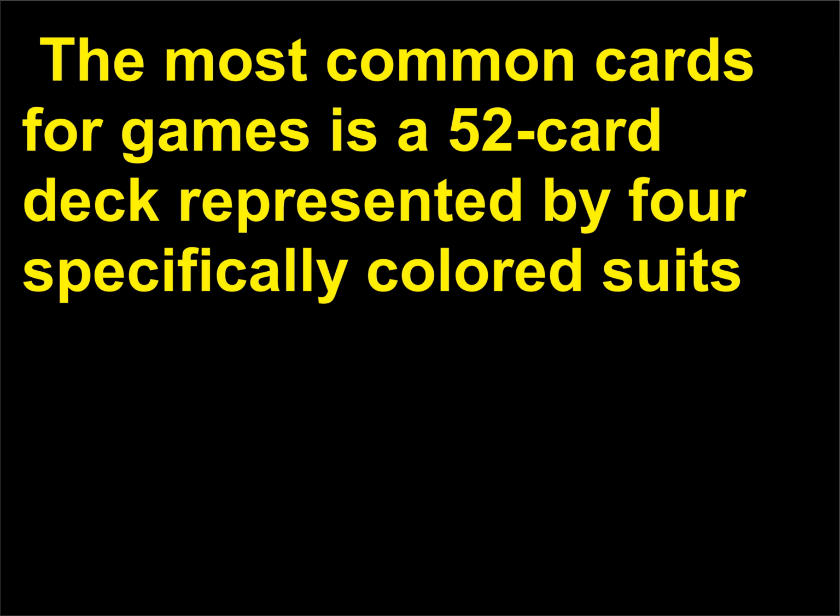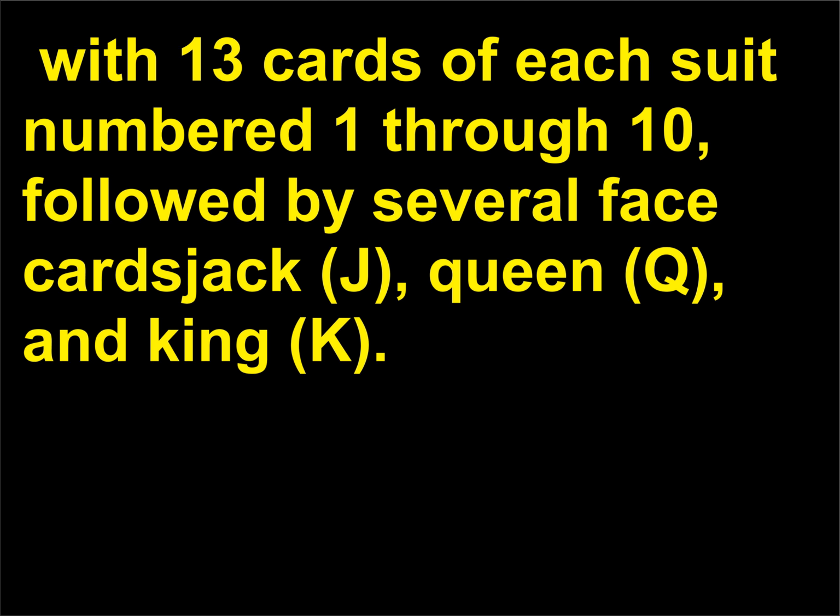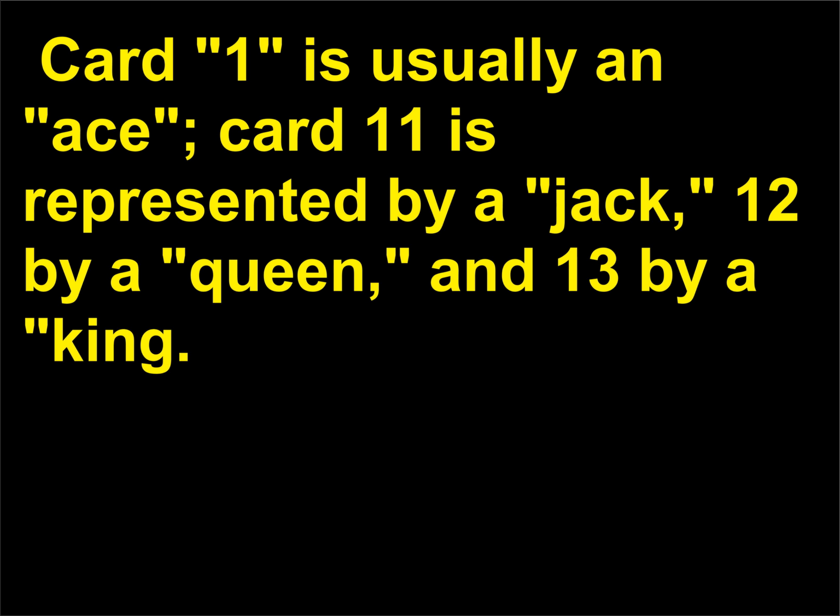The most common cards for games is a 52-card deck represented by 4 specifically colored suits: spades and clubs in black, diamonds and hearts in red, with 13 cards of each suit numbered 1 through 10, followed by several face cards: Jack, J, Queen, Q, and King, K. Card 1 is usually an ace, card 11 is represented by a jack, 12 by a queen, and 13 by a king.